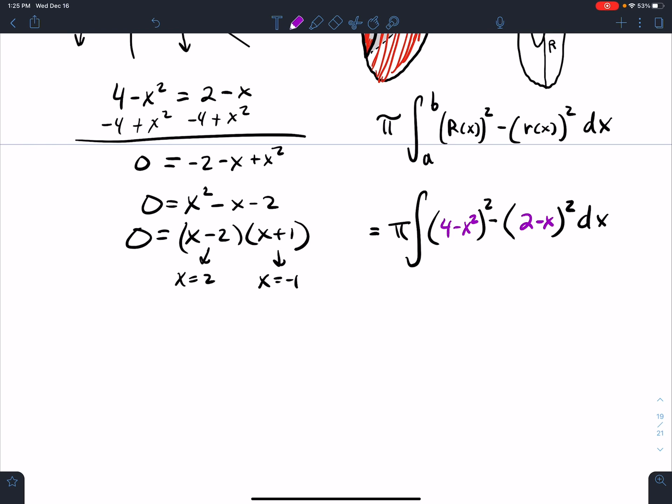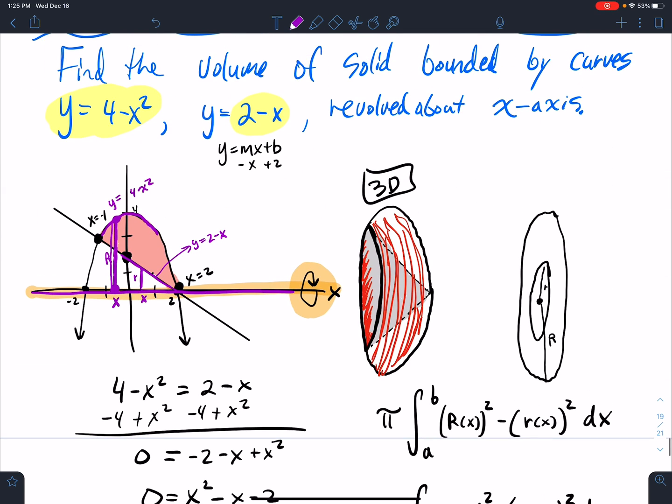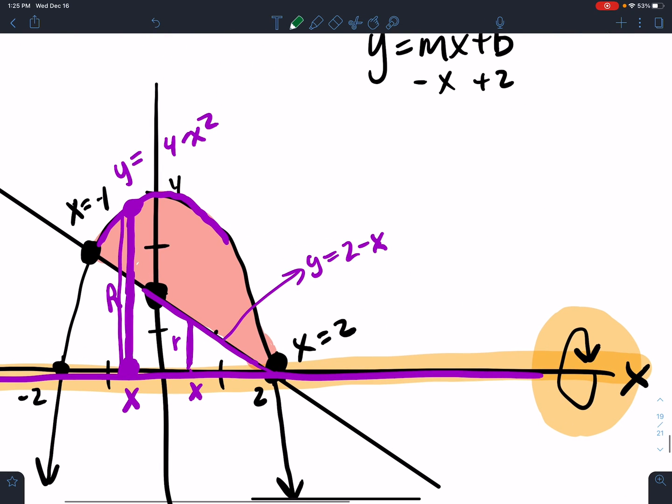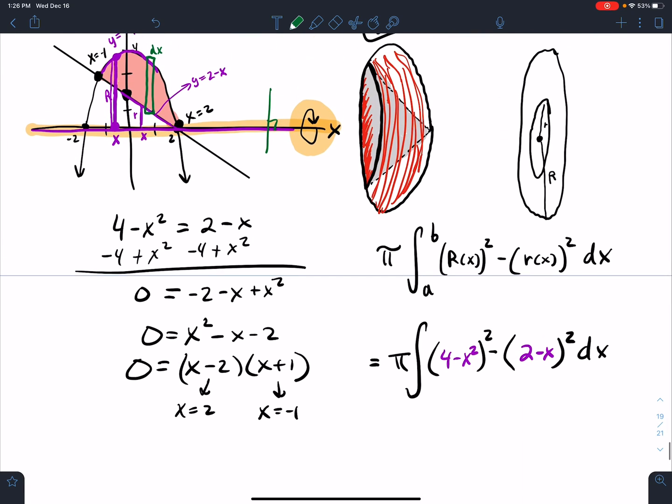Okay? So now the last thing I have to do is figure out where I am summing the rectangles up to. So my arbitrary rectangle is a dx. It's perpendicular to the axis I'm rotating about. Good. So I need to figure out, where do I start summing my rectangles? I start at x equal negative 1, and I add them all the way to x equal to positive 2. So I integrate, I sum, I add them up from negative 1 to 2.